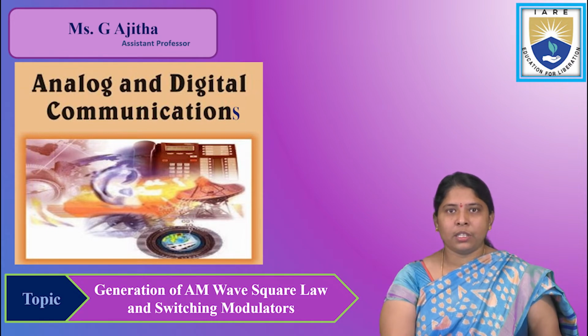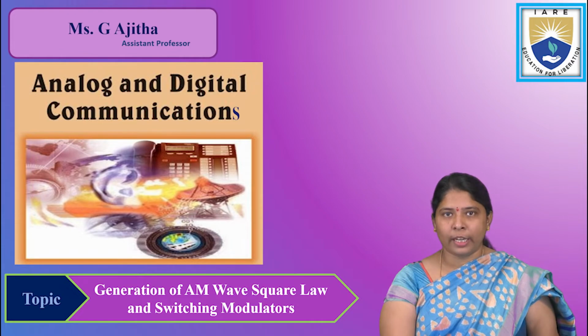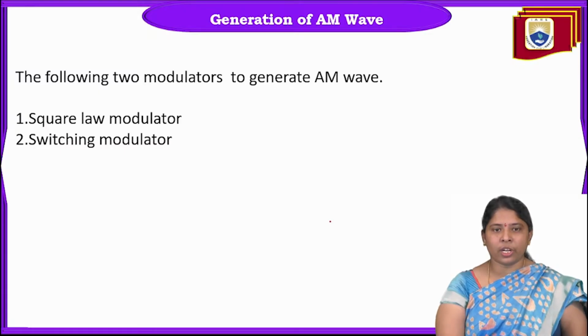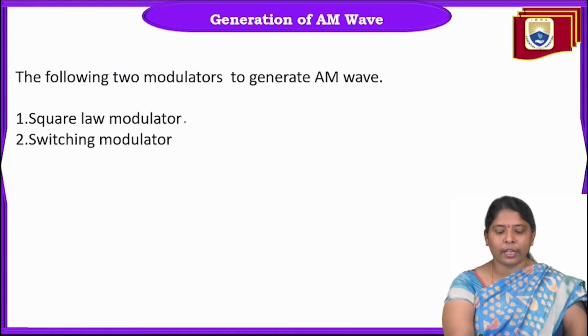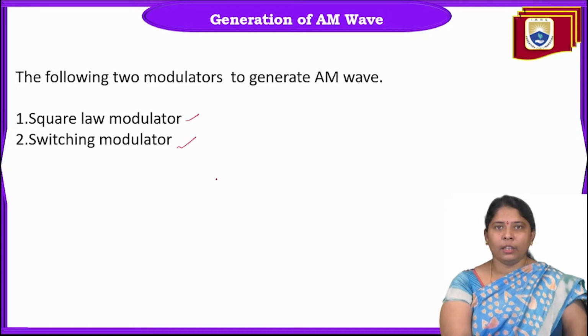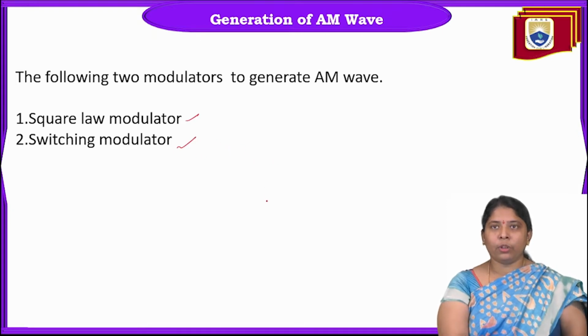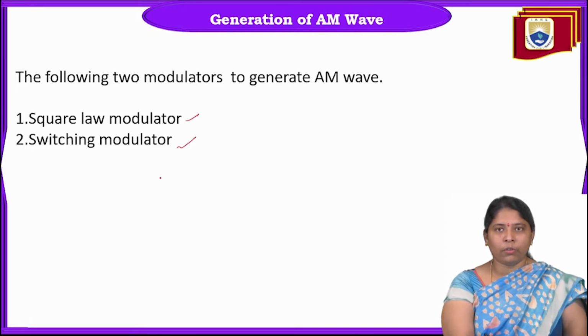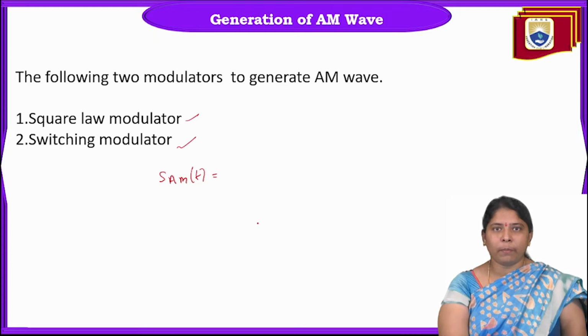Today's topic is generation of AM waves using square law modulator and switching modulator. So there are two methods for generation of AM wave, square law modulator and switching modulator. The two methods are going to have a block diagram explanation, and before seeing the analysis of the two modulators, we have to be thorough in writing the equations of AM wave and some filters. What is band pass filter?